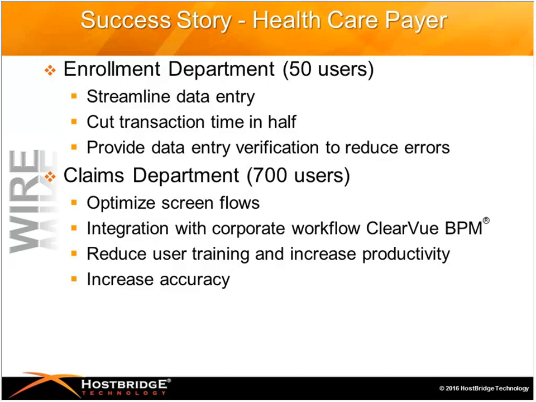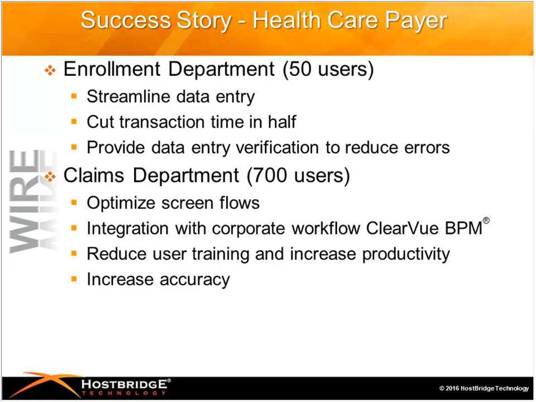On the claim side, they had about 700 users, and with Wire, they were able to optimize the flow of how they process claims. Instead of having to go through multiple screens, they're able to present a claim on one screen, which was a huge savings because they would previously have to look at about 11 or 12 screens just to look at all of the data within a claim. And with Wire, they were able to provide them a single screen.